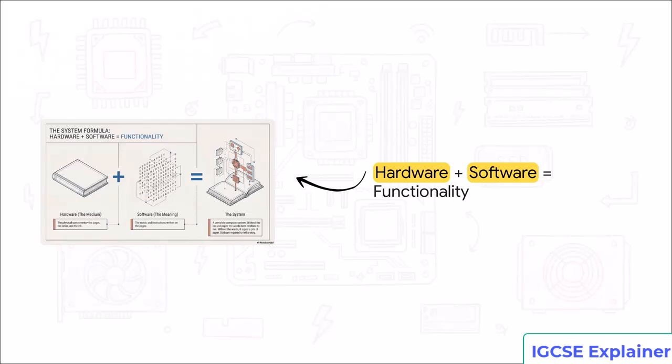And this brilliantly illustrates a profoundly simple system formula. Hardware plus software equals functionality. You need both to make it work. Without instructions, you literally just have a pile of expensive parts. But without physical parts, those instructions have absolutely nowhere to live.